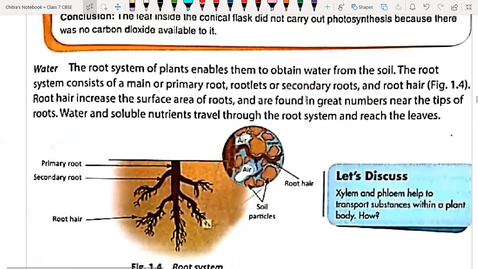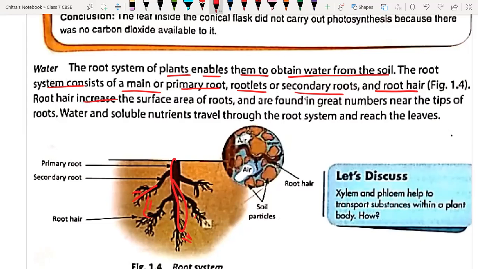Next we have water. The root system of the plant enables them to obtain water from the soil. So roots are the medium by which the plant absorbs water and uses that water for photosynthesis. The root system consists of the main or primary root, and rootlets or secondary roots. So this is the primary root and these are the secondary roots. And the root hairs also. So here we have the minute structures, you can say they are the root hairs.